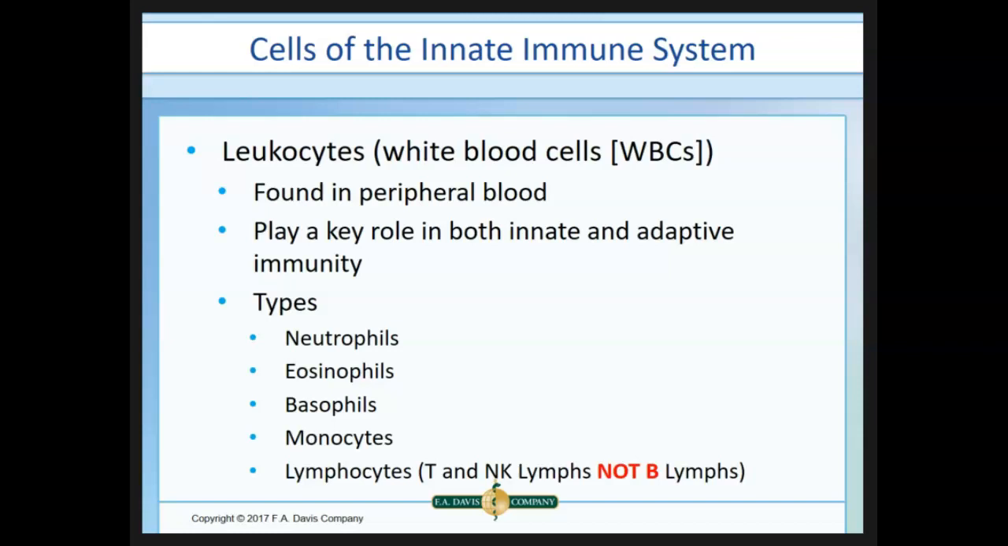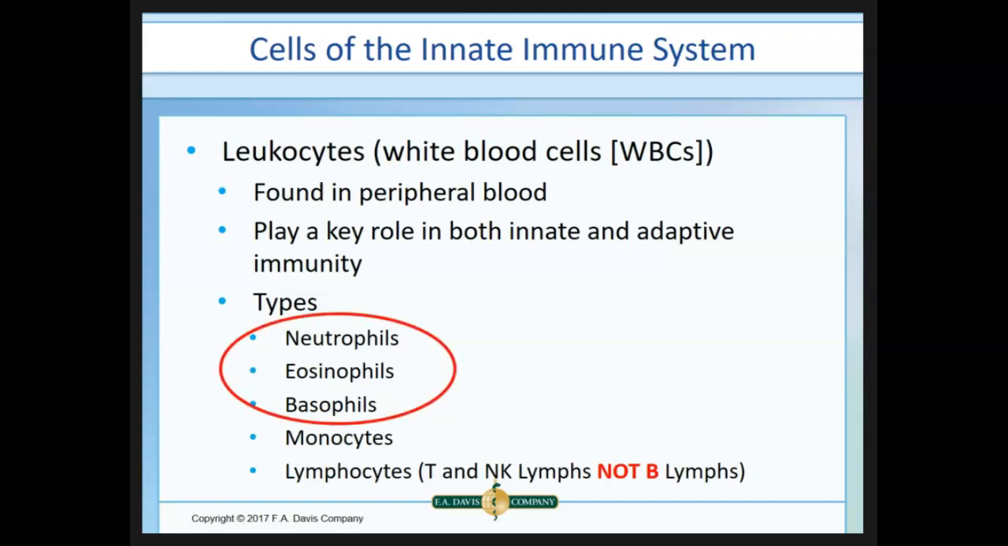These leukocytes, the white blood cells, there are 5 types in our body. They play a key role in both the innate and adaptive immunity, some of them. So the 5 types are neutrophils, eosinophils, basophils, monocytes, and lymphocytes. And keep in mind that we're fixing to talk about how there are 3 different types of lymphocytes: B cells, T cells, and natural killer lymphocytes. T cells and natural killer cells are part of the innate immune system. B lymphs are not, and we're going to explain why in just a minute.